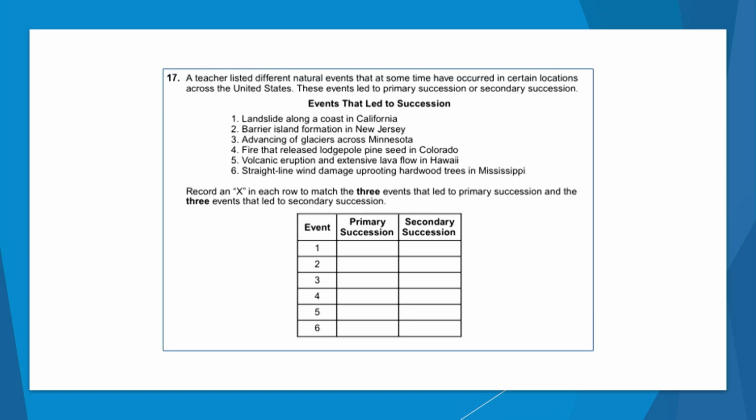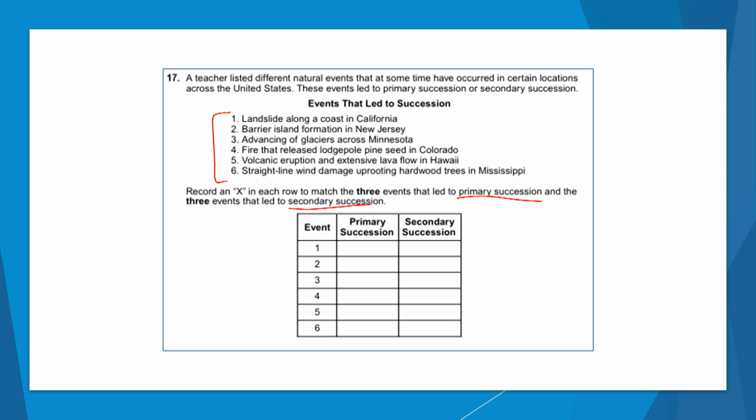Okay, this is what we were talking about in a very recent lesson. This is primary succession versus secondary succession. We're trying to figure out which one's which. So this says, a teacher listed different natural events that at some time have occurred in certain locations across the United States. These events led to primary succession or secondary succession. What they want us to do is record an X in each row to match the 3 events that led to primary succession and the 3 events that led to secondary succession. So we've got these 6 events. We know 3 of them are secondary and 3 of them are primary. And it's our job to figure out which one's which.